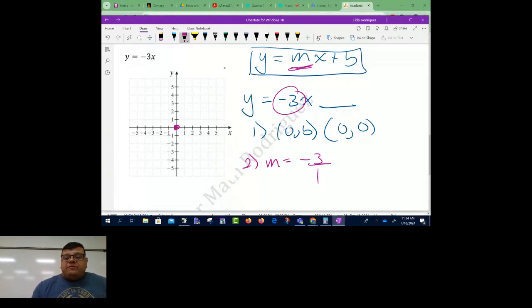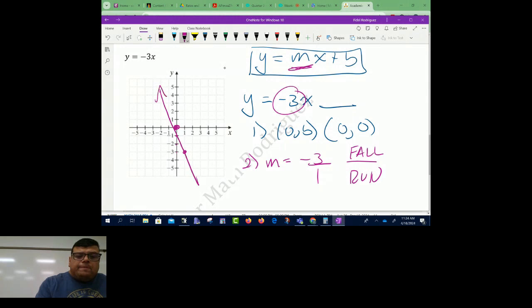Y'all, since it is negative, remember, this is my fall over my run. So I'm going to fall 3 spaces: 1, 2, 3, and I'm going to run over 1. Boom. And there's my line, okay?